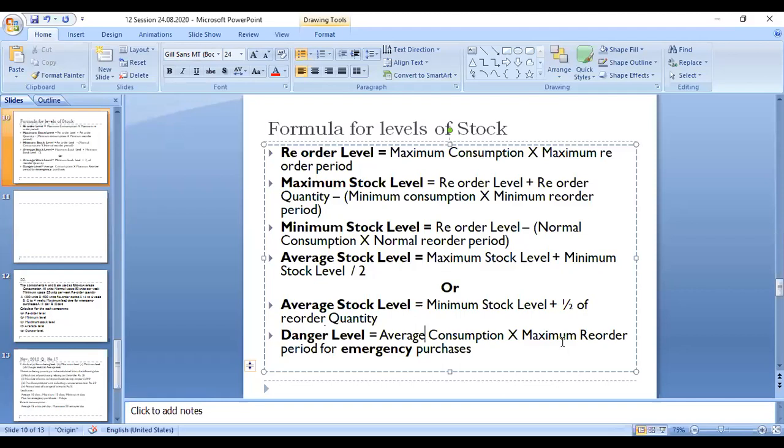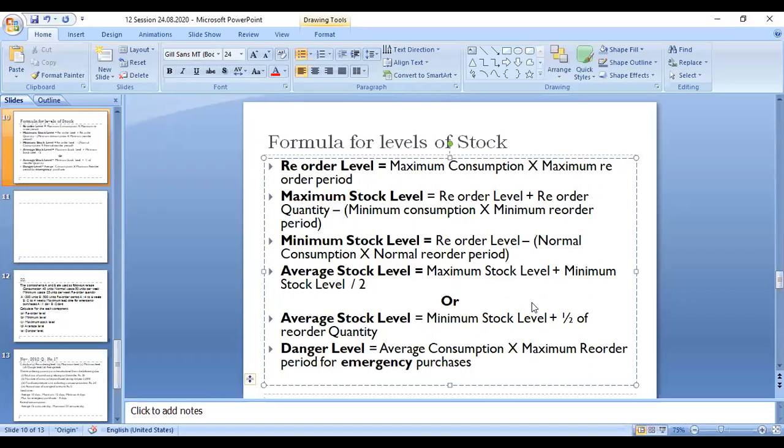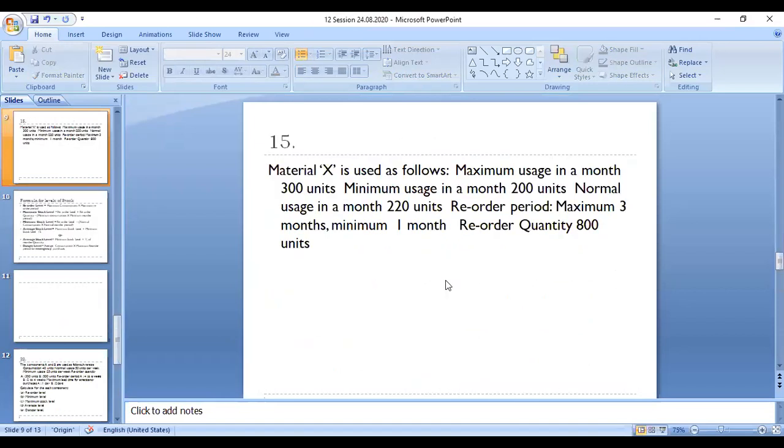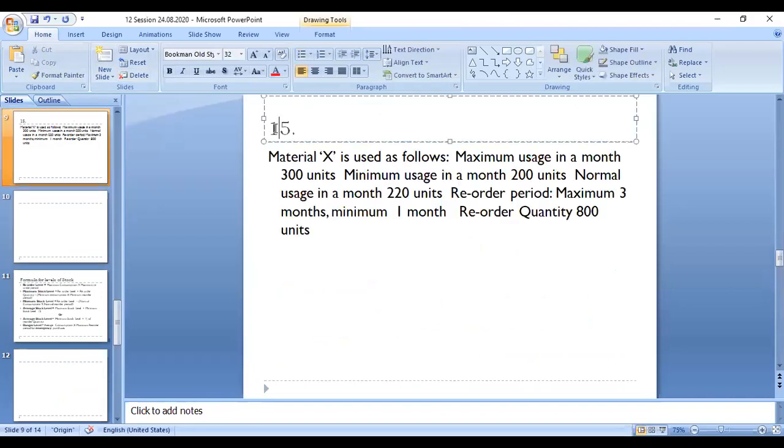I will go to the previous one. This is a question from April 2012, question number 15, which means it is a 5-mark question asked in the previous question paper. So the same model you can expect this year also.